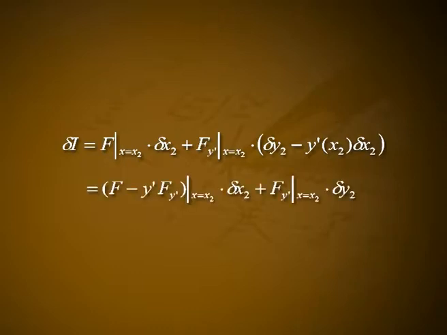Finally, using equation 5 and the above relation in equation 2, we obtain delta I equal to f at x equal to x2 into delta x2 plus f_y' at x equal to x2 into (delta y2 minus y'(x2) into delta x2), which is equal to (f minus y' into f_y') at x equal to x2 into delta x2 plus f_y' at x equal to x2 into delta y2. Let it be equation number 6.